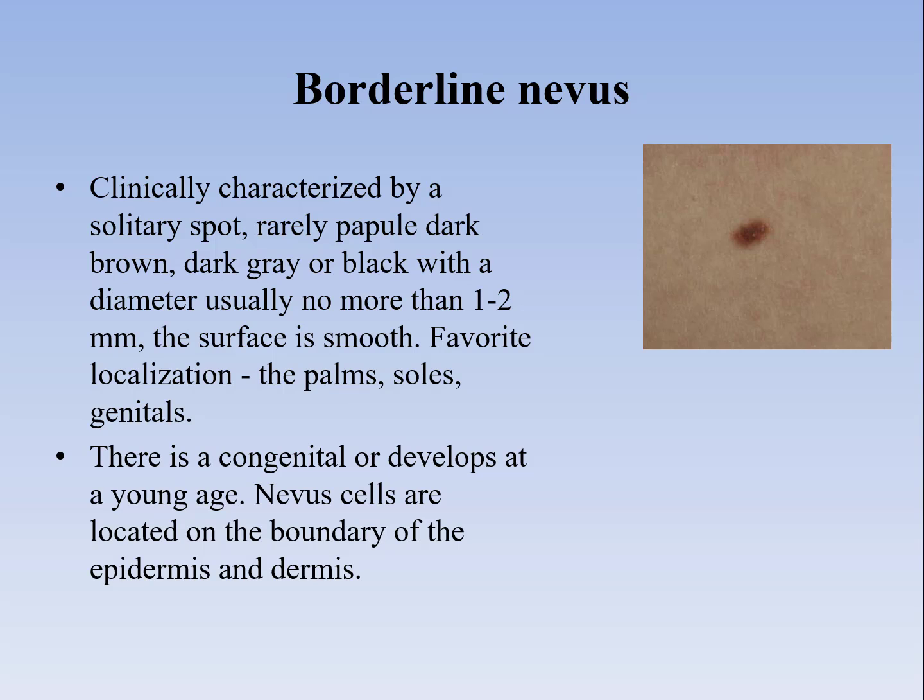Borderline nevus is clinically characterized by a solitary spot, rarely papular, dark brown, dark gray or black, with a diameter usually not more than 1-2 millimeters. The surface of this lesion is smooth. Favorite locations: palms, soles, genitals. It is congenital or develops at a young age. Nevus cells are located at the boundary of the epidermis and dermis.